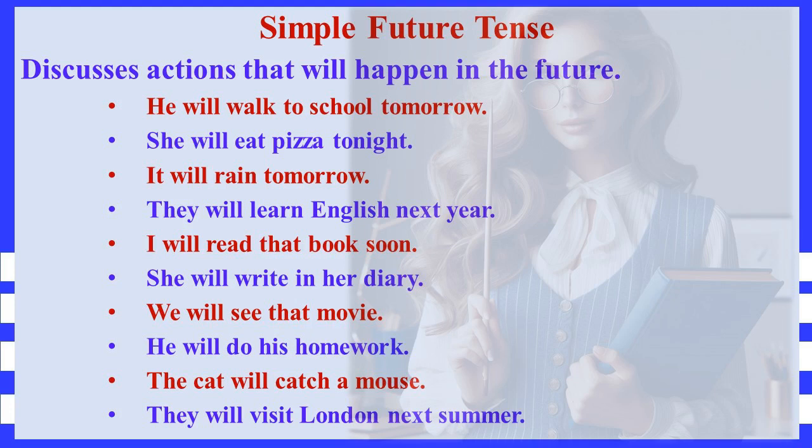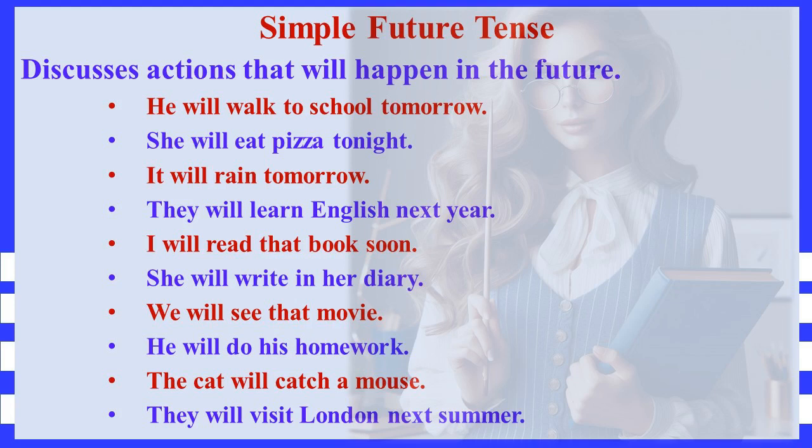Examples: She will eat pizza tonight. It will rain tomorrow. They will learn English next year. I will read that book soon. She will write in her diary. We will see that movie.